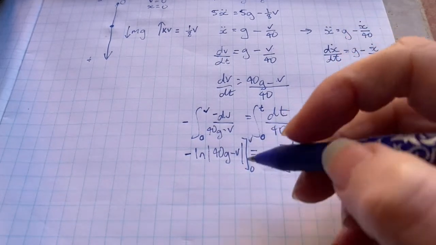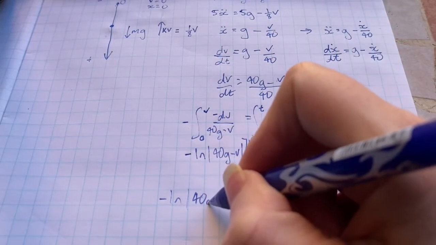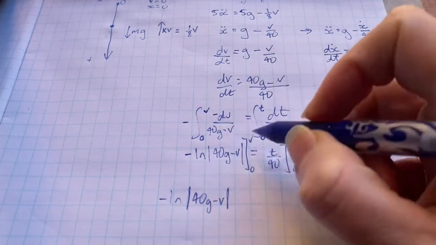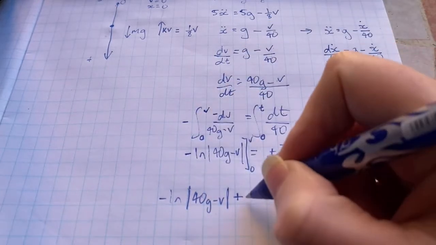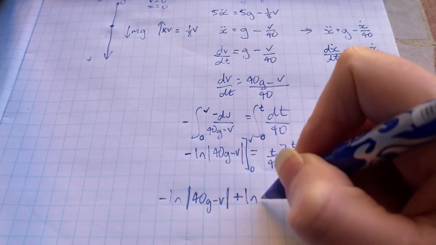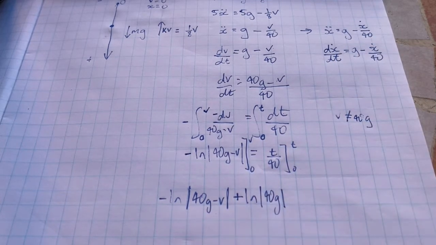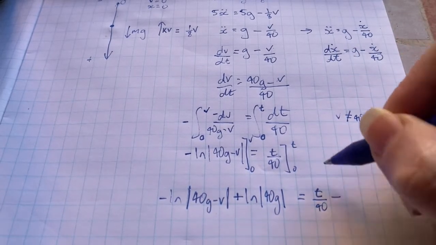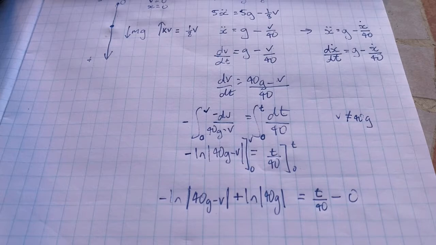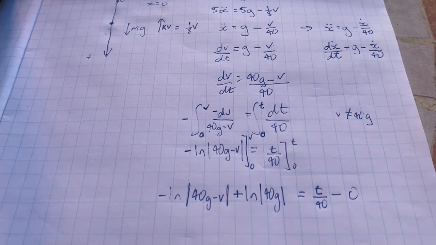So plugging that in now, we have negative log of 40g minus v. Plugging in v, minusing, so it's going to become plus because of that negative, log plugging in 0, so log of 40g. Now g is positive, I don't need those absolute values, but that's fine. Plugging in t to this, I get t on 40 minus plug in 0, 0.